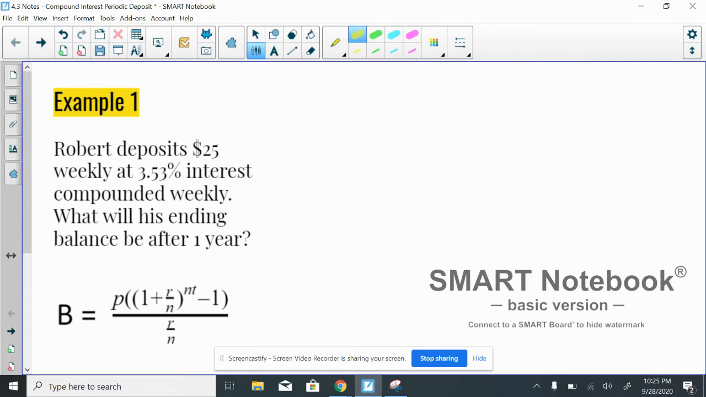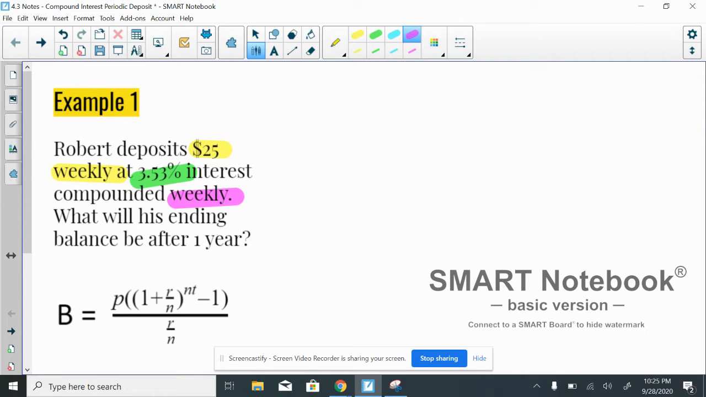So we are going to use this formula when we know the deposit amount that is being made periodically, whether that's weekly or daily or monthly or quarterly, whatever it is. It's a deposit that's made over and over again, as opposed to what we did on Friday, which was one single deposit. So today, or this first example, says that Robert deposits $25 weekly in an account that pays 3.53% interest that is compounded weekly.